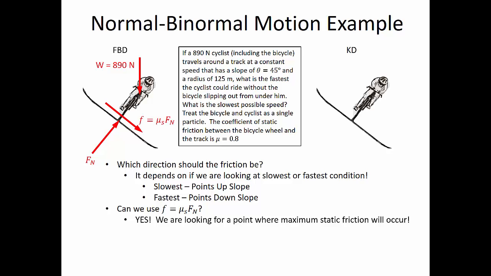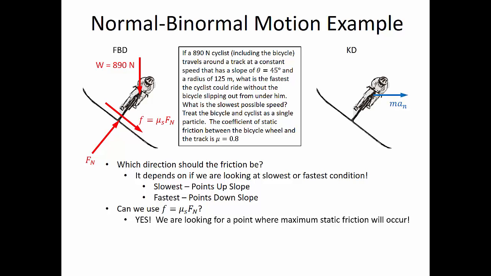Now let's look at the kinetic diagram. The cyclist is going around a circular track. The acceleration in the tangential direction is 0 because he's going at a constant speed. But because he's going in a circular path, there is a normal acceleration. That normal acceleration doesn't point down the track, it points towards the center of rotation in this direction.